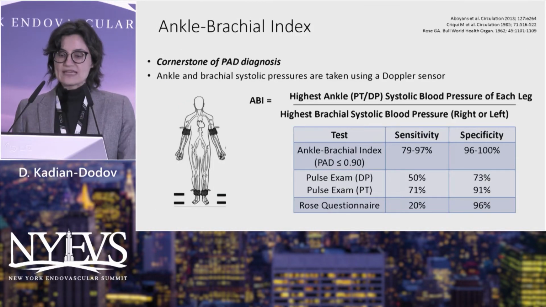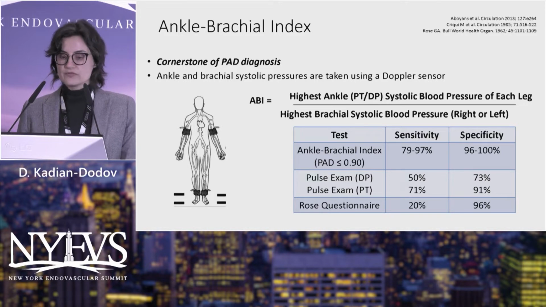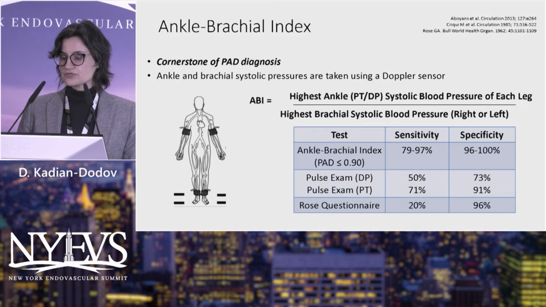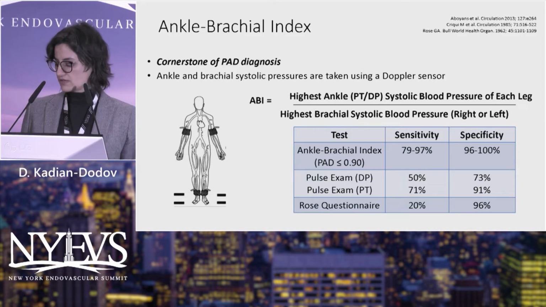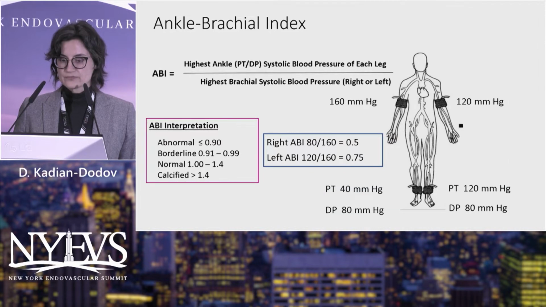So if we start with the ABI, this is the cornerstone of the PAD diagnosis. It involves taking the ankle and brachial systolic pressures using a Doppler sensor, and we need to take the highest of the ankle systolic pressure, either the PT or the DP, over the highest brachial systolic pressure, either the right or left side. And the reason we use the highest is because it's the most specific for the presence of disease. And this consistently outperforms either the pulse exam or the Rose questionnaire, which is a series of questions basically asking for symptoms of intermittent claudication. So it's the best diagnostic tool that we have.